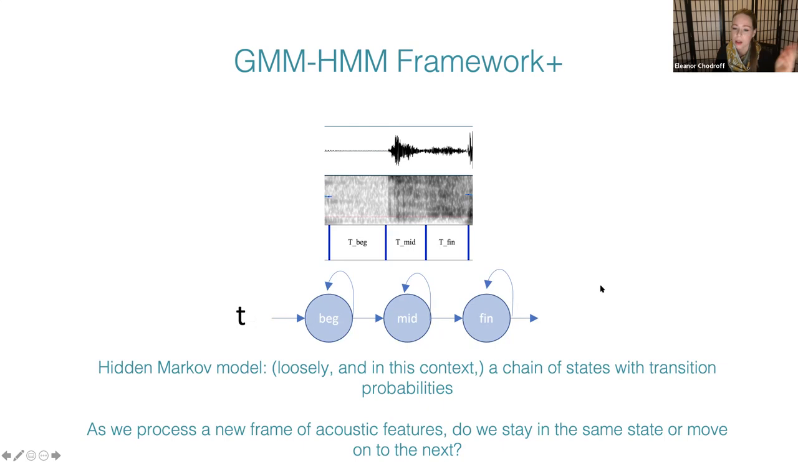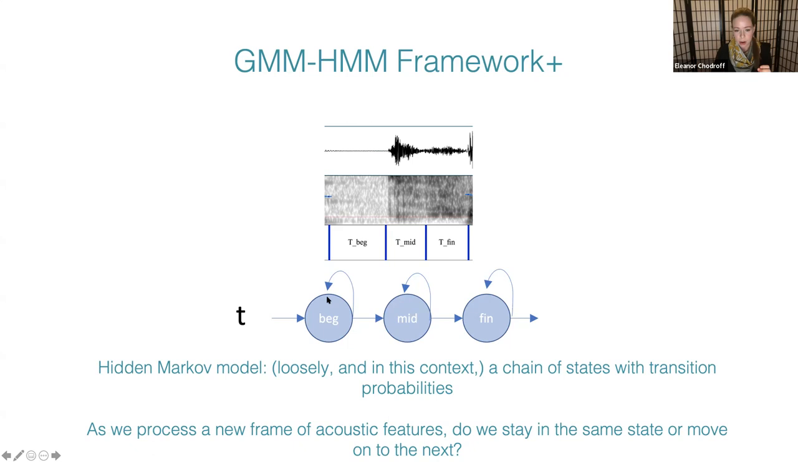And as we process a new frame of acoustic features, what we want to know is, do we stay in the same state or do we move on to the next state? Okay, so we've got two sequences and we're just trying to find the best alignment between them. But here we've got the states guiding: do you stay in the same state? So that's this arrow, or do you move on to the next?